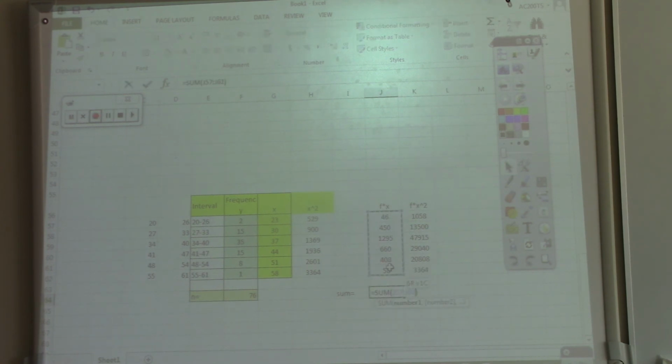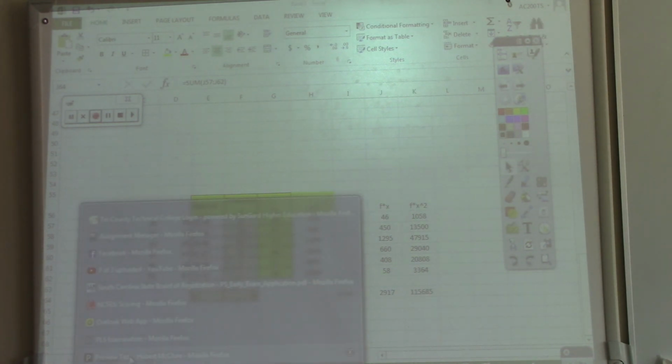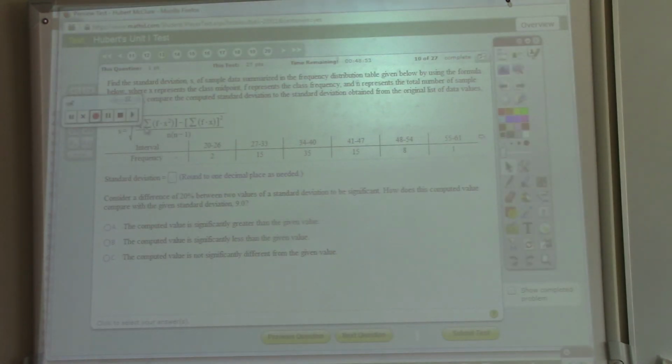What are you looking at while you're doing this problem? Formula, and the formula tells you summation of f times x squared, summation of f times x, quantity squared, over n times n minus 1.